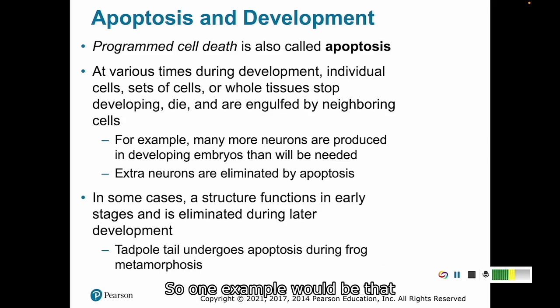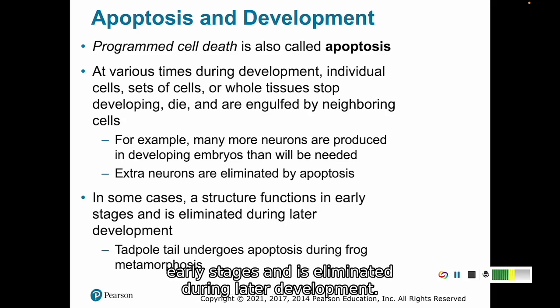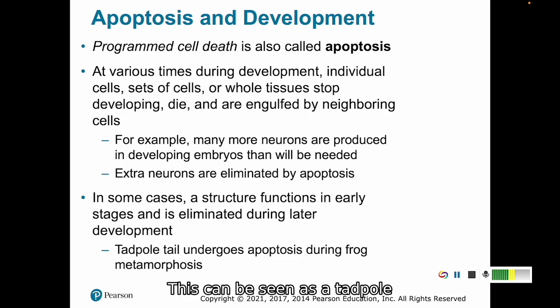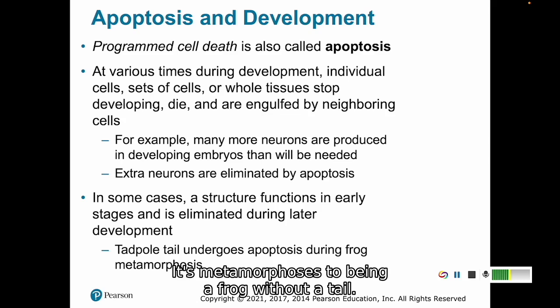One example would be that many more neurons are produced in a developing embryo than will be needed. So the extra neurons are eliminated by apoptosis. Sometimes a structure functions in early stages and is eliminated during later development. This could be seen as a tadpole undergoes apoptosis, losing its tail during its metamorphosis to being a frog without a tail.